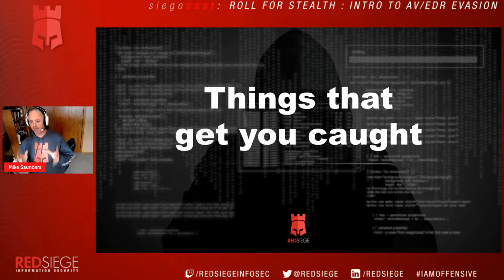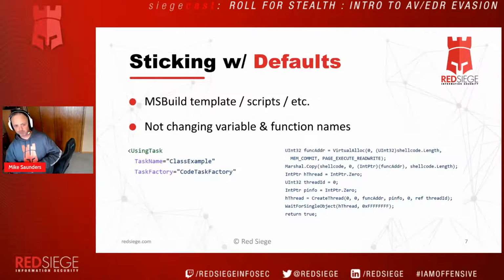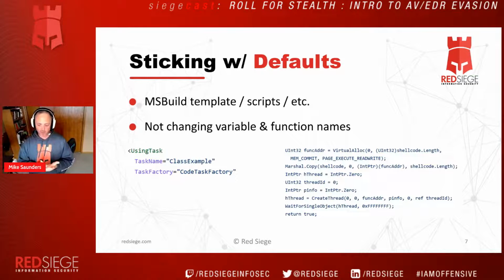So let's talk about things that get you caught. One thing that's pretty common for getting code execution is things like the MS build technique, and that uses a template. Most people use a common template, and there are signatures there, but it could be other things. It could be a PowerShell script. It could be a batch script that you're running. Those types of things are going to have common default values if you're using from any publicly available source. Those publicly available sources are going to be signatured pretty quickly.